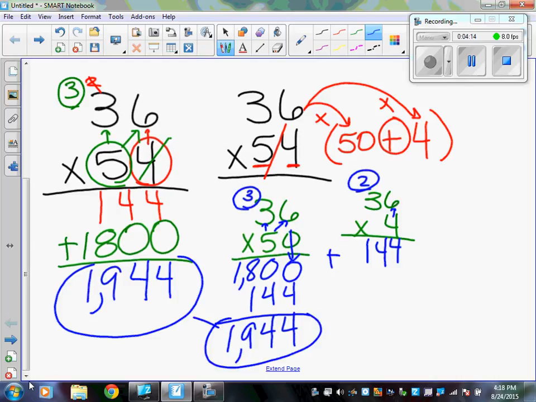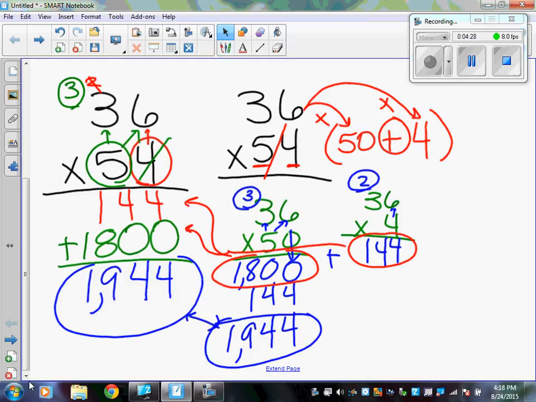Notice I get the same exact answer. You can also notice that both of these products are the same 2 that I got up here. Either strategy works as long as you're doing the multiplication correctly. You can use either one in my class. It doesn't matter to me as long as you feel comfortable with the process.